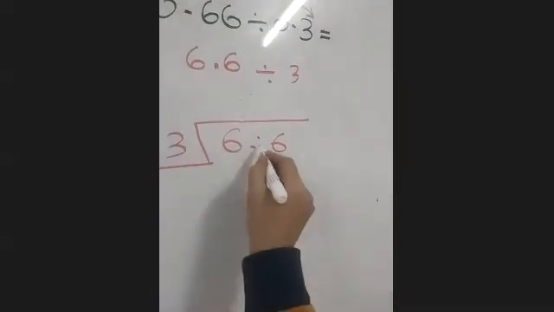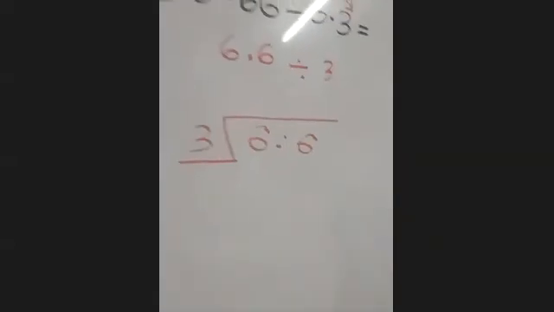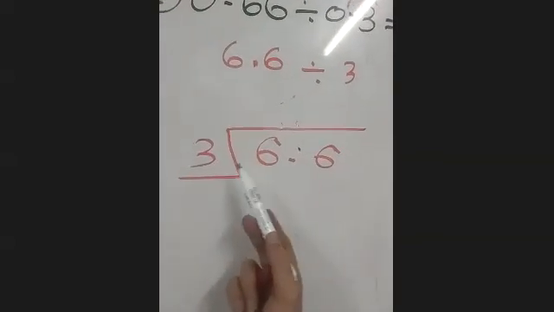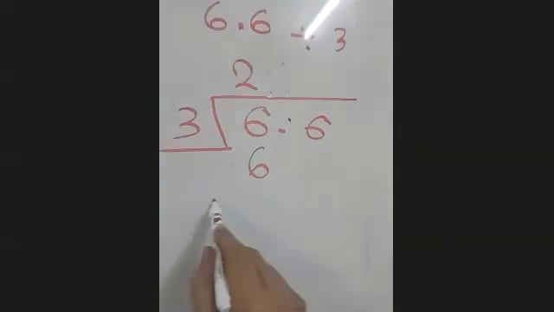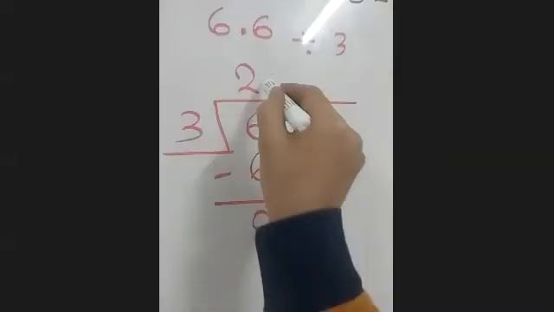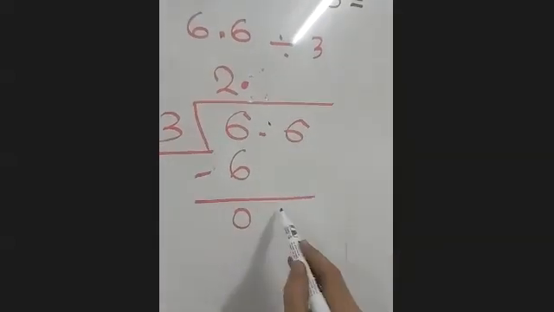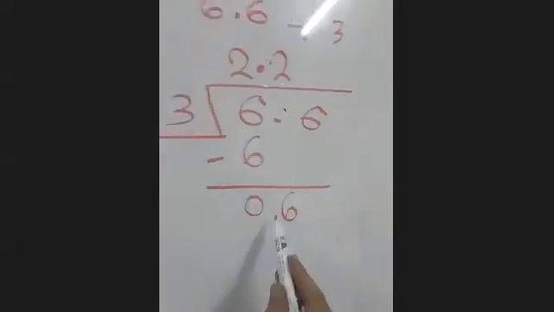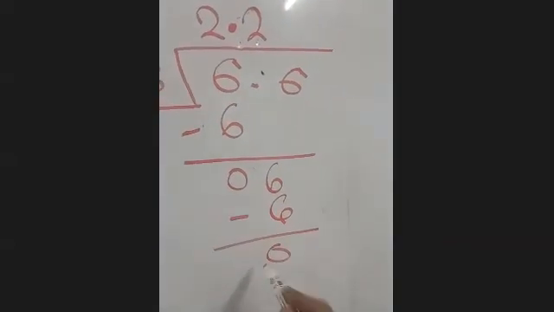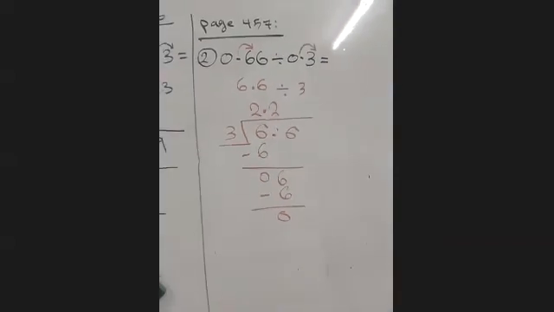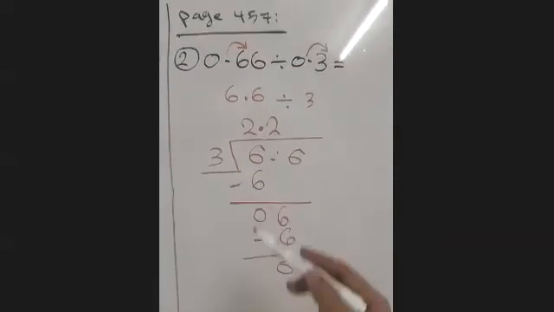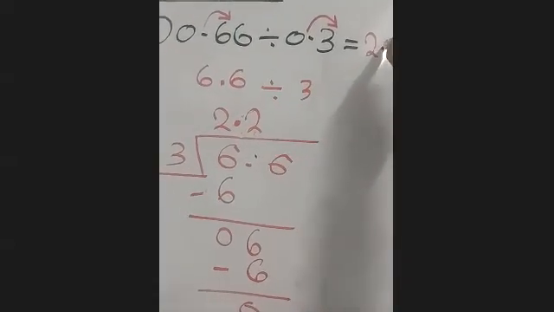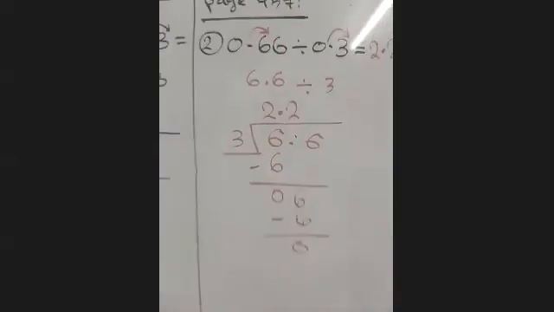6.6 divided by 3. It can be 6 divided by 3, so that equals 2. 2 by 3, 6. Subtract, 0. We have a decimal, put it up. Put the 6 down. 6 divided by 3, also 2. 2 by 3, 6. Subtract, 0. So what's the answer? 2 decimal 2. So you go to your question after the equal sign and put 2 decimal 2. Copy, guys.